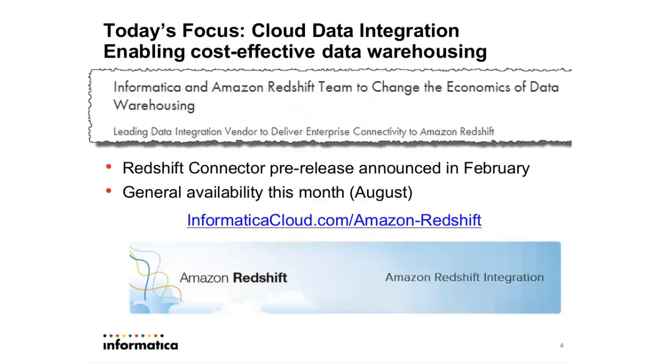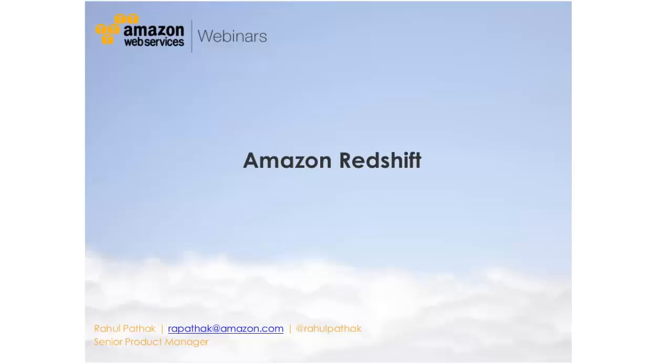So just a little bit of background on Informatica and Informatica Cloud. And in terms of our partnership with Amazon, early this year, in February in fact, we announced a pre-release of our Amazon Redshift connector. And we're excited to say that that is now generally available to our customers. And again, if you sign up for a trial in Informatica Cloud, you can actually start to work with it and see it for yourself. And you can see the URL for that there. So with no further ado, I'm going to hand it over to you, Rahul, to really take us through Amazon Redshift and help us understand why it's gaining so much interest and traction in the market.